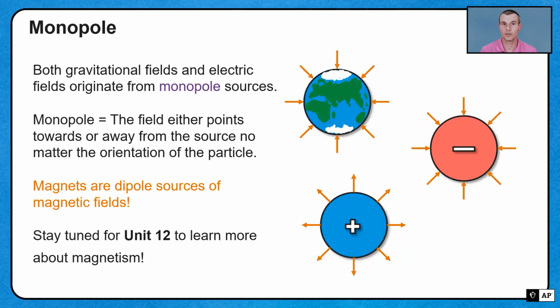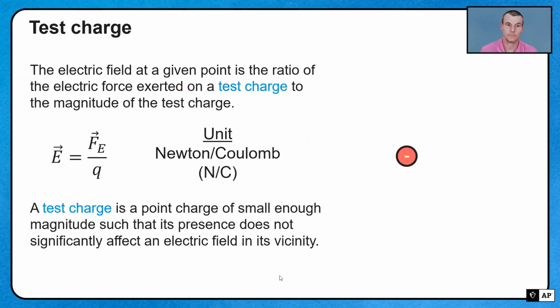One other thing to kind of note is gravity and charge, or electrostatic force, I should say, are monopole sources. You'll learn in future units, in particular unit 12, about magnetism, and those are dipoles. But magnets are the only dipole sources, and monopoles means that there's only one thing. They can only have electric fields going into it or electric fields going out of that system, as we see modeled here. We also have this idea of a test charge in physics.